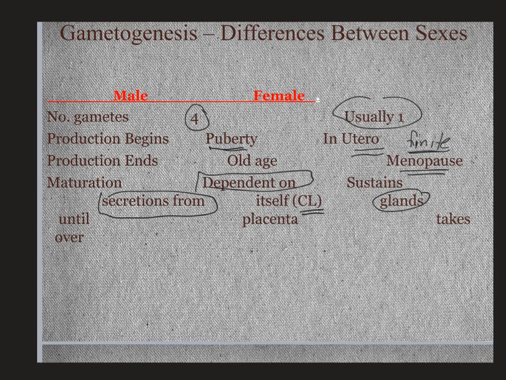4 gametes to 1. Production begins at puberty. Males, in utero. Females, production in old age, up until 80 for males, and menopause for females. That age can vary. Right? It depends on when that female hits puberty. And again, we'll talk about this when we get into the female reproductive system, which is on our next slide.